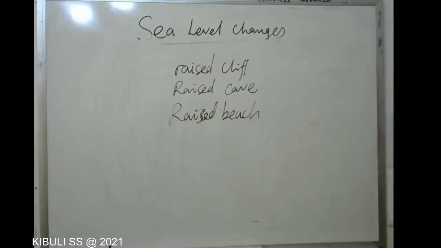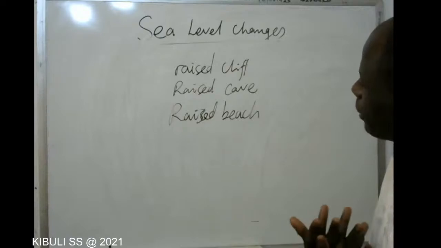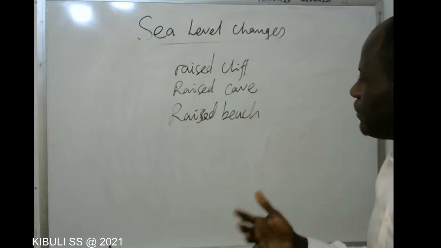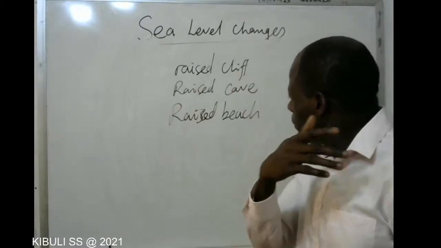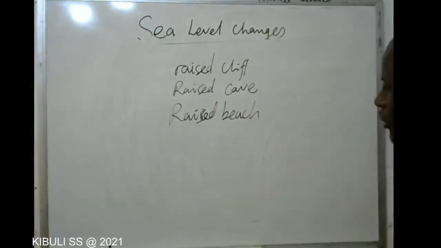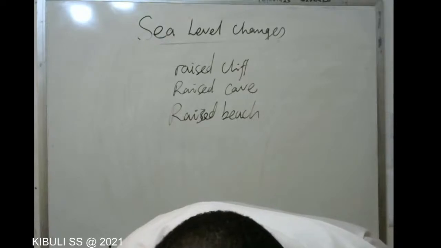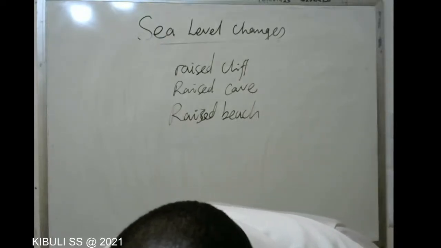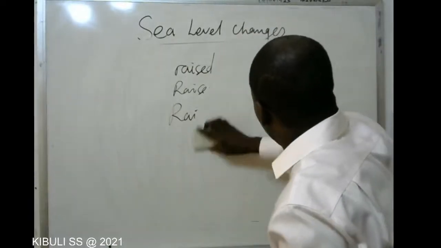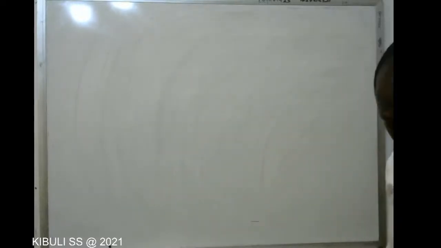In this category of features formed from sea level changes along the coast, we have the rias, the estuaries, then those that form as a result of a fall in sea level: raised cliff, raised cave, raised wave cut platform, raised beach, etc. That is our third category of landforms. As we rush through in the remaining minutes, I want to take you to the fourth and last category of features or landforms that form along the coast, so that we beat our target of having this topic of coastal landforms covered in this lesson.